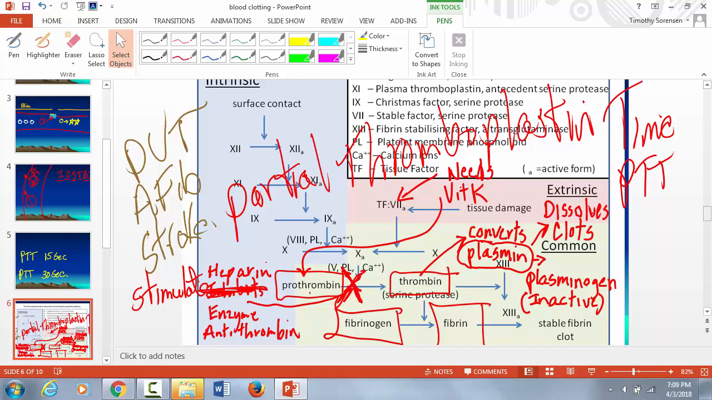Are you with me? Now watch. Do doctors and nurses trust patients to give themselves the correct dose of heparin sub-Q? No. So when they're about to go home, a couple of days before they go home, they're started on an oral medicine called Coumadin. Coumadin affects the extrinsic pathway of blood clotting.